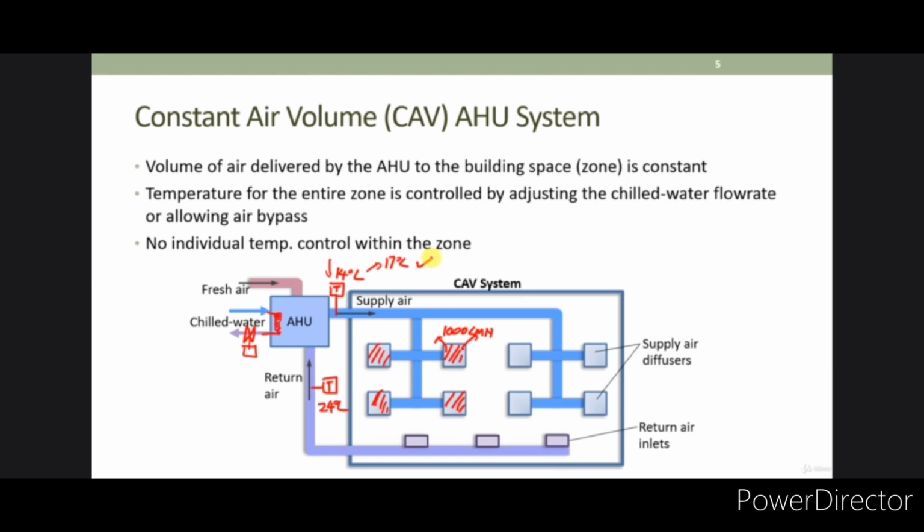But the problem is, as you can see, there's no individual control. So let's say you change the temperature of the supply air, everyone will be affected. So all the diffusers will have the same supply air temperature coming out from the diffuser.